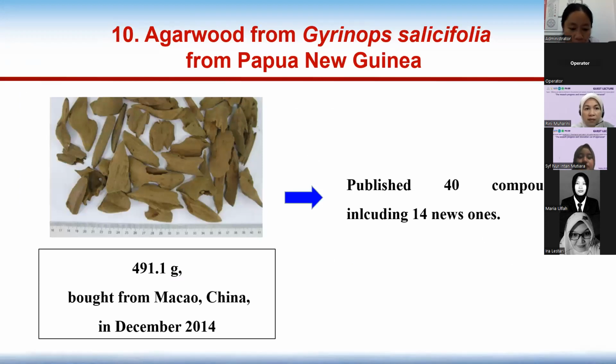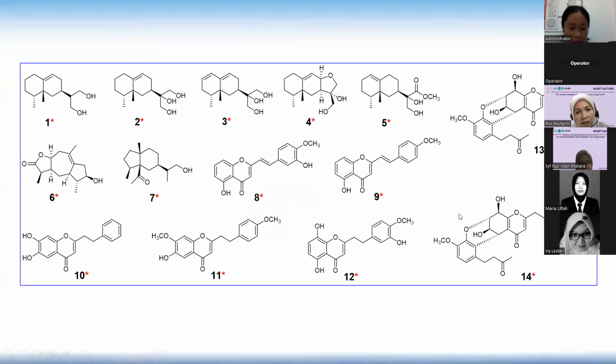And the last sample is agarwood from Gyrinops salicifolia from Papua New Guinea. This is another genus of plant which can produce agarwood. Most of the agarwood we get is from Aquilaria species, but this species can also produce some agarwood. And from this sample we have published 40 compounds, including 15 new ones. Here are the new compounds.